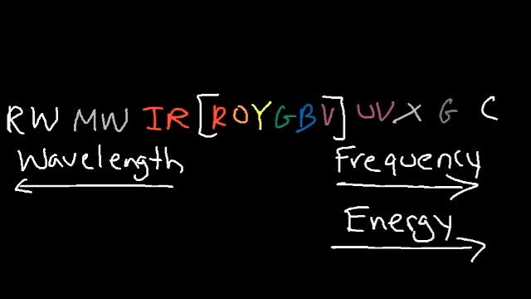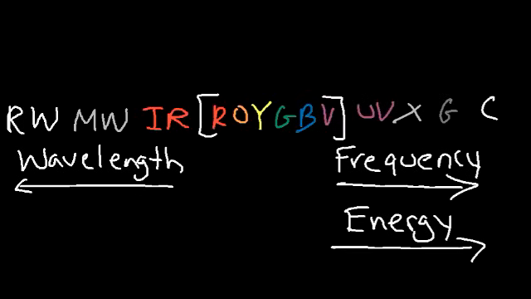Now which one has a longer wavelength? X-rays or gamma rays? Wavelength increases to the left, so X-rays, which is to the left of gamma rays, have a longer wavelength. Now which one has a lower frequency? Infrared radiation or red light? If frequency increases to the right, the one that's to the left has the lower frequency, so that's infrared radiation.